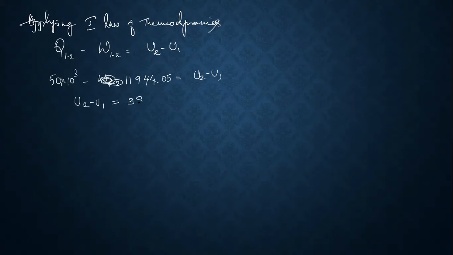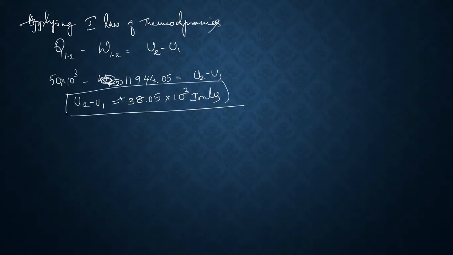It is 38.05 into 10 to the power of 3 joules. And U2 minus U1 is positive. Therefore, internal energy increases.